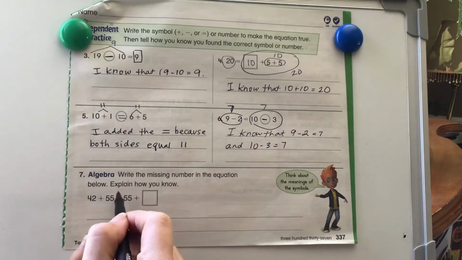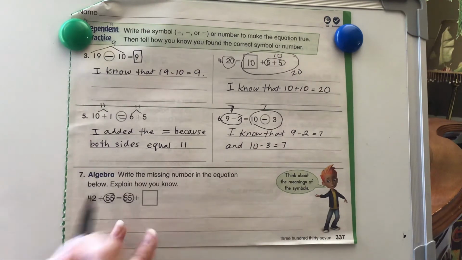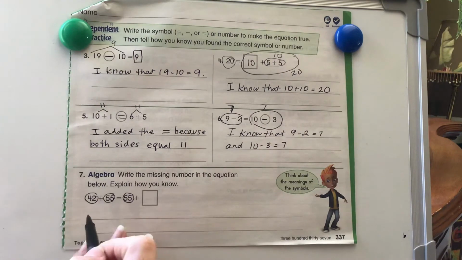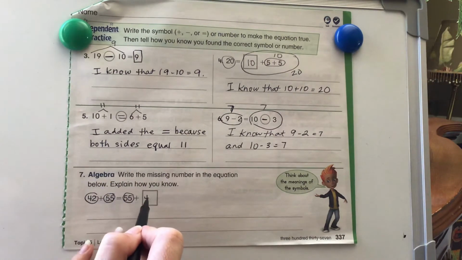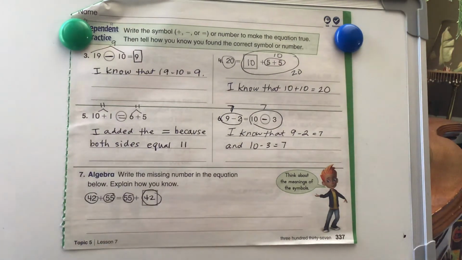Now take a look at this. Here's our equal sign. We have a 55 on this side. We also have a 55 on that side. We have a 42 on this side. We need the same as, so we also can add a 42 over here. So it's the same as on both sides.